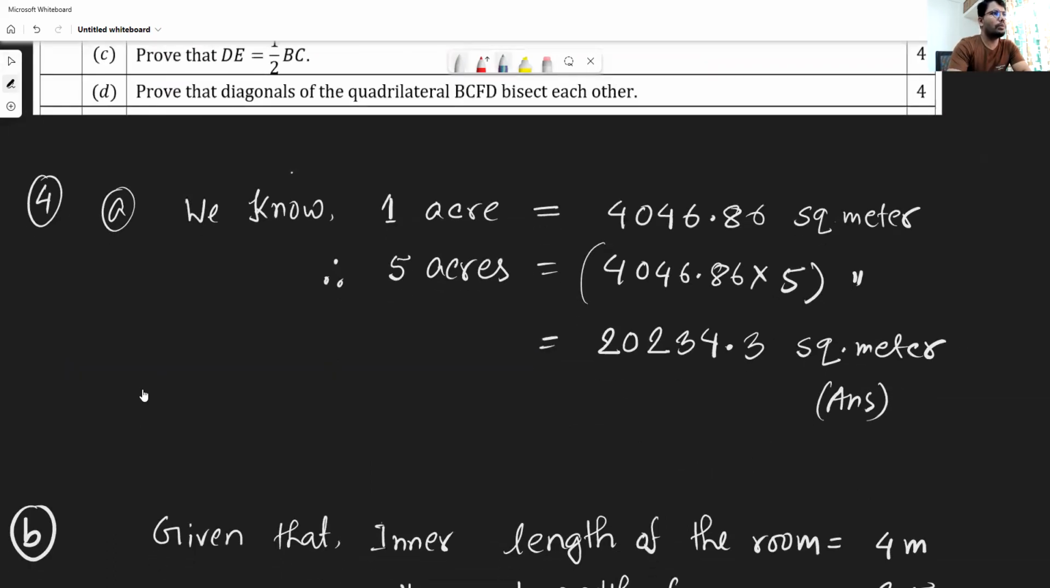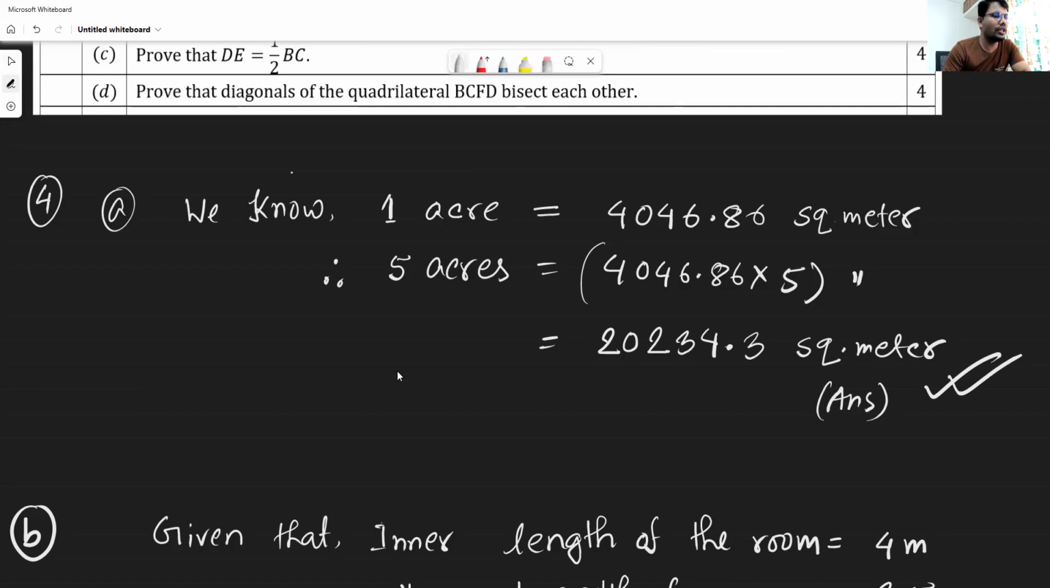So here, in question number 4, first we have to know the relation between acre and square meter. We know 1 acre is equal to 4046.86 square meter. So 5 acres will be multiplied, around 20,234.3 square meter.